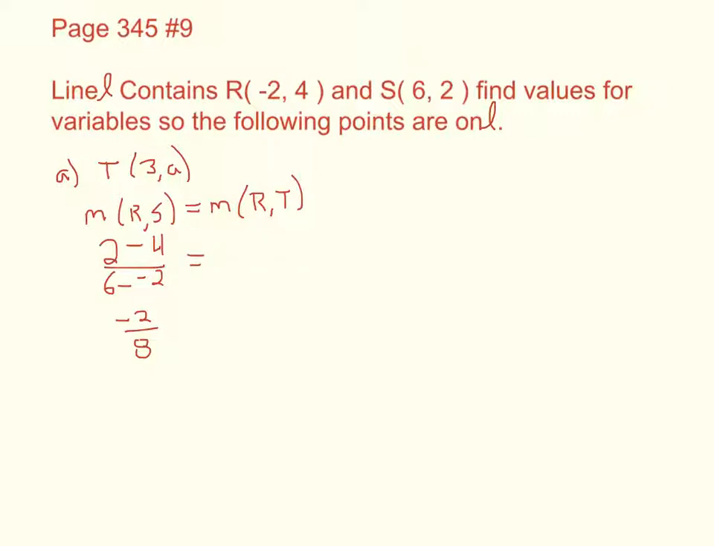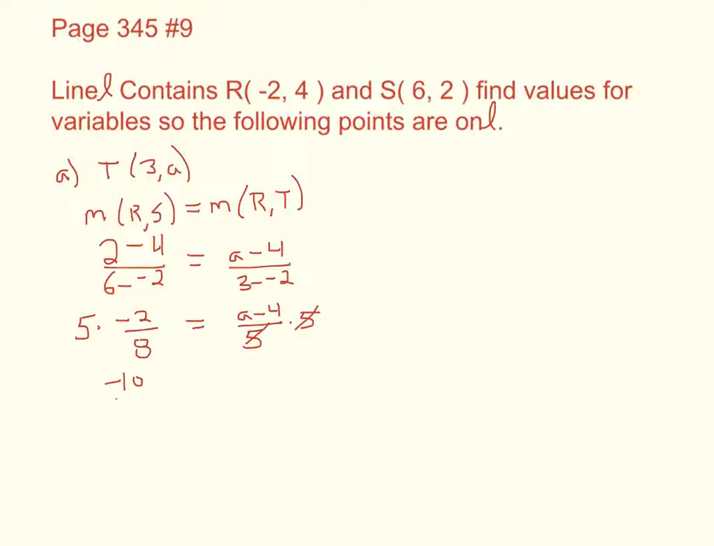And the slope of the line through points R and T is a minus 4 over 3 minus negative 2, which is a minus 4 over 5. So now we have an equation. We want to solve for a. Several different ways we can do this. We can do backtracking because a variable shows up in only one place. So we can multiply both sides by 5 if we wanted. You could also do basic moves. You could also get the units the same. So a lot of different ways to solve this.